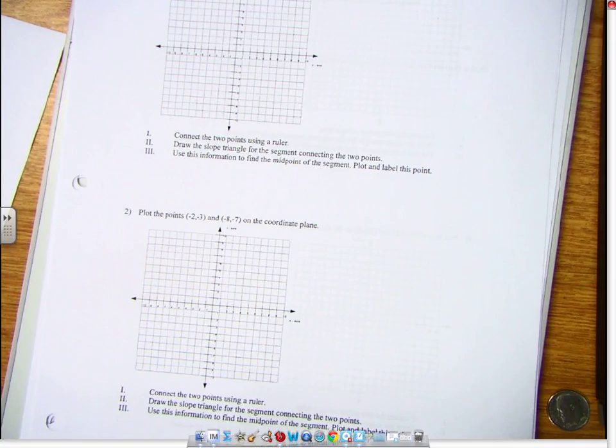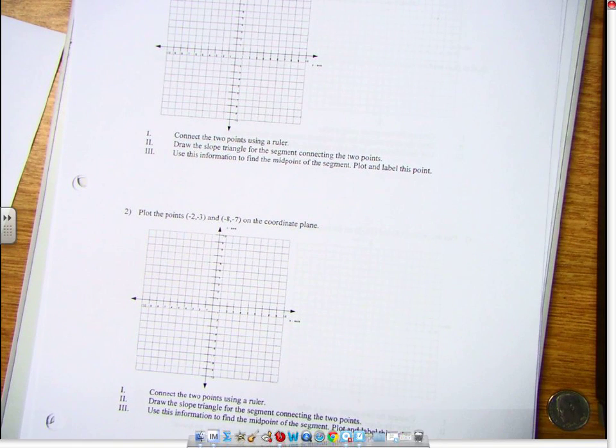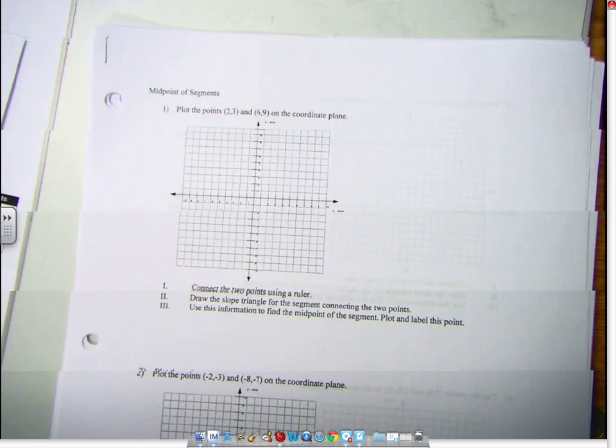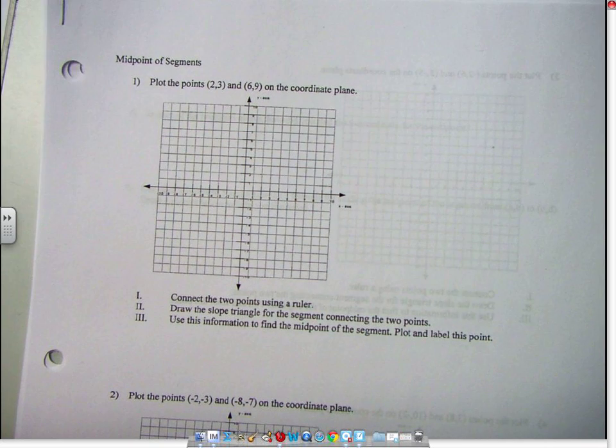All right, ladies and gentlemen, we are working on midpoint formula. Midpoint means finding the middle. So we are going to follow these instructions on this sheet. And I know you have colored pencils. I'll tell you when you should be using them. Please let me know if you have trouble seeing, or if you need me to slow down.